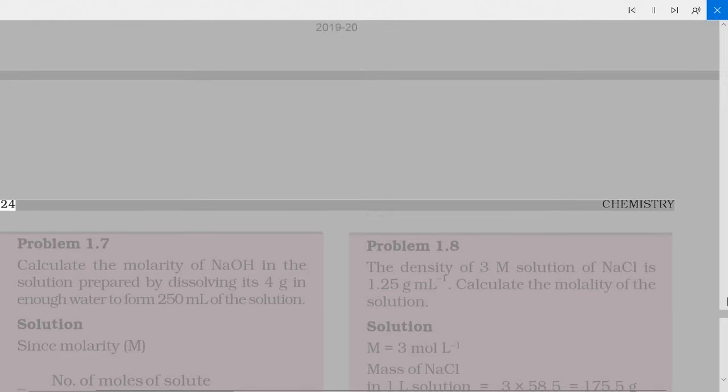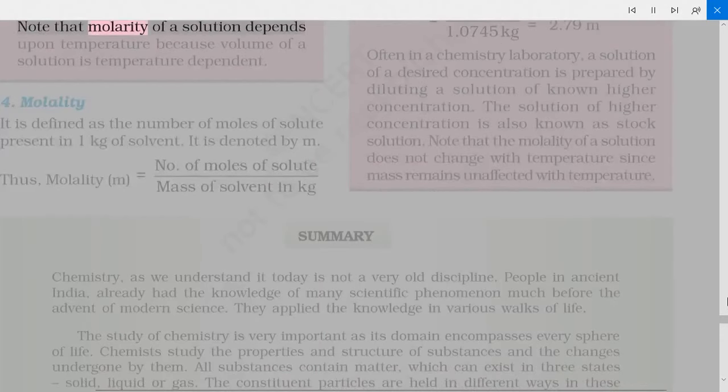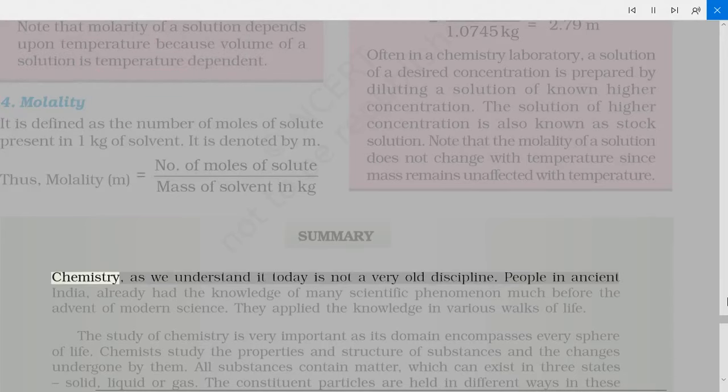Problem 1.7. Calculate the molarity of NaOH in the solution prepared by dissolving its 4 g in enough water to form 250 mL of the solution. Solution. Since molarity, M, note that molarity of a solution depends upon temperature because volume of a solution is temperature dependent.